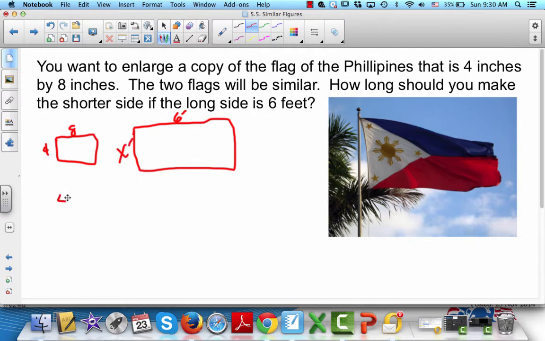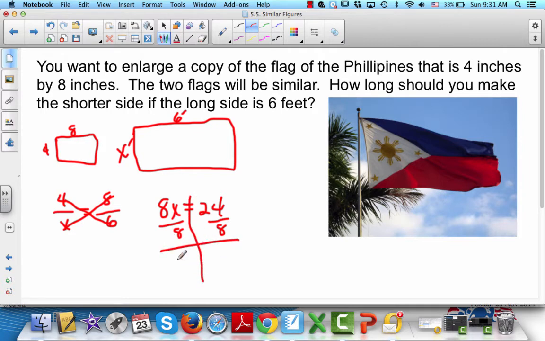So we go 4 over x equals 8 over 6. That gives us 8x equals 6 times 4. Then we divide both sides by 8, and that gives us x equals 3. Not too bad, huh?